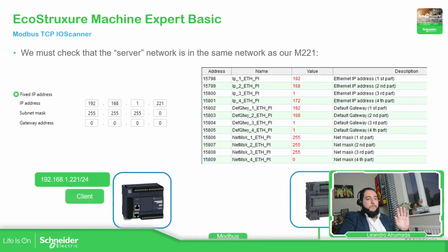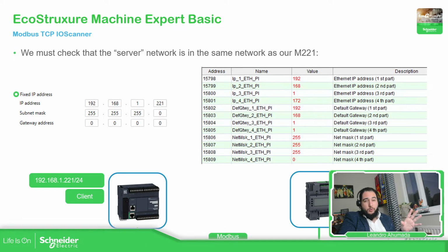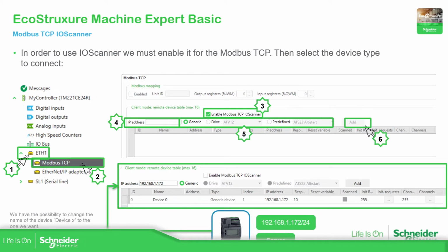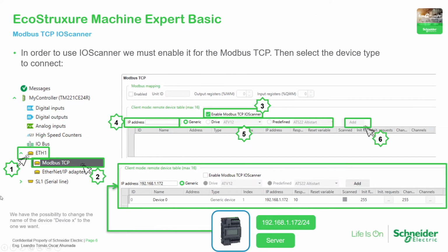So we already know how to do that, and I'm not going to go into details over that. What has changed is this part. What we need to do is add the device over here, but first we need to click on enable Modbus TCP IO scanner in order to activate that part.